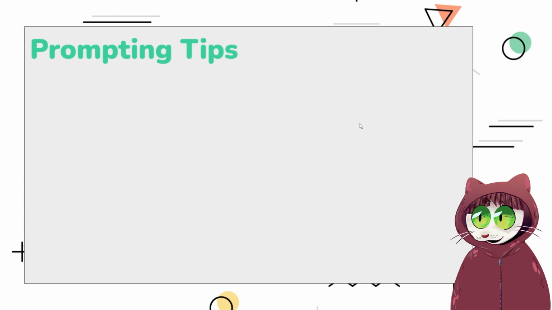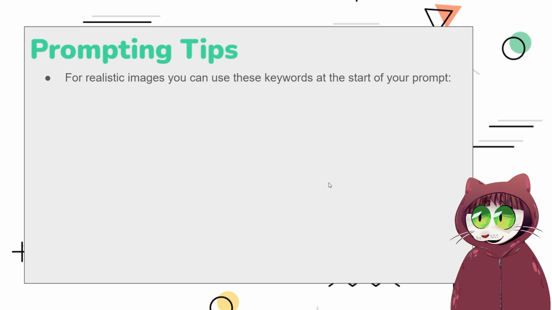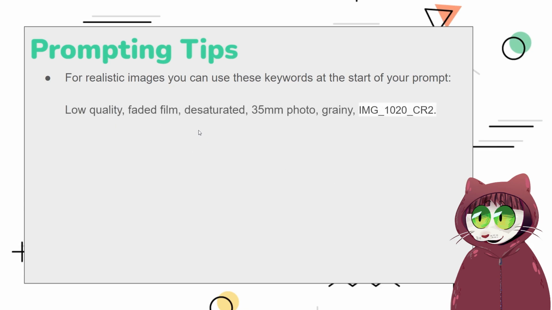So here's a couple of additional tips for you with regards to your prompting. First of all, for realistic images, you can use specific keywords at the start of your prompt to help it out. So low quality, faded film, desaturated, grainy, 35mm photo. Some of these keywords, what you'll find is that the only reason they change your image is actually because you're effectively changing the generation seed of the image by having it in your prompt. Maybe there's a couple there that don't on their own make a difference, but in combination with the T5XXL encoder's descriptive part, it probably does help to have it in there.